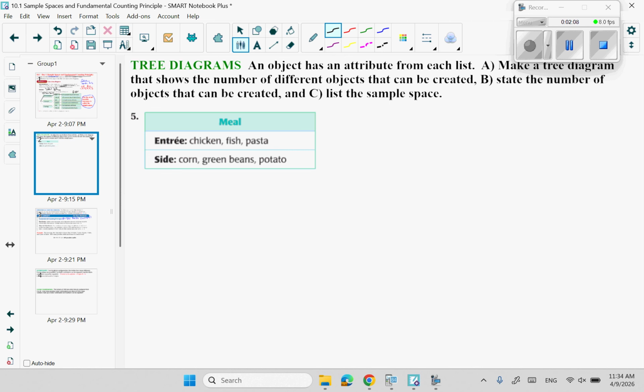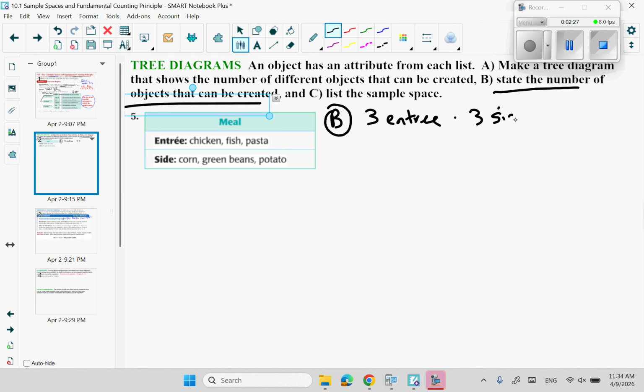Let's say I go into a restaurant and I'm going to get an entree and a side. So part B says state the number of objects that can be created, aka how many different combinations. Well, I have 3 choices for an entree, and I have 3 choices for a side. So I could do 3 times 3 to get 9 different meals that could happen. This would be part B. Part C says list the sample space, which we are going to do with the diagram.